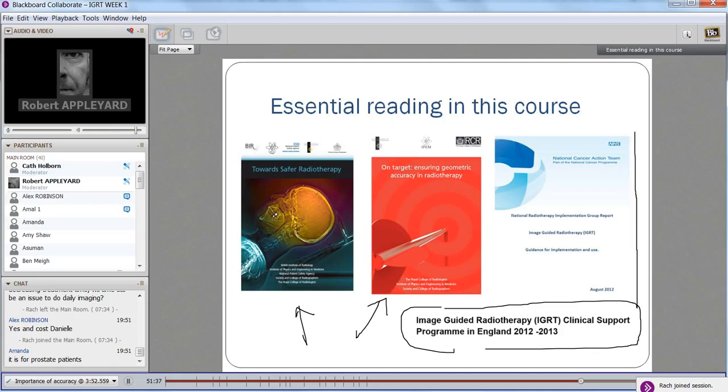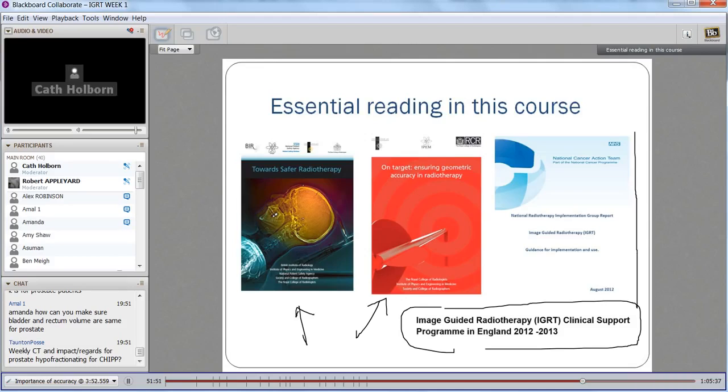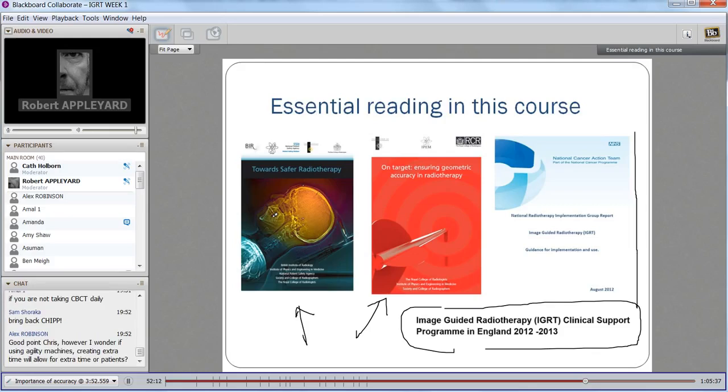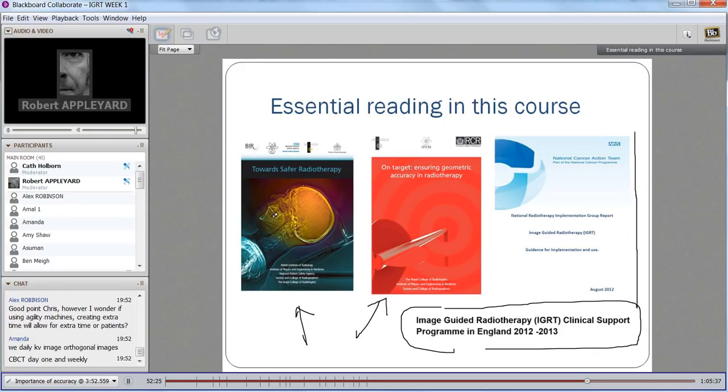Okay, for prostate. So we've got some variation. So was there any daily imaging in the first week, or was this just? Am I missing something? Okay.